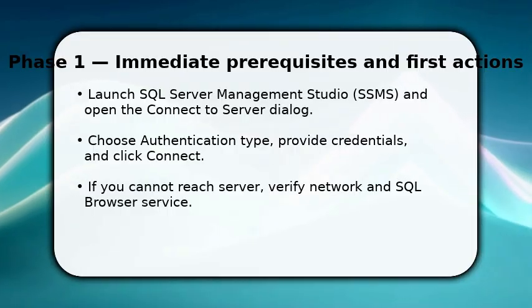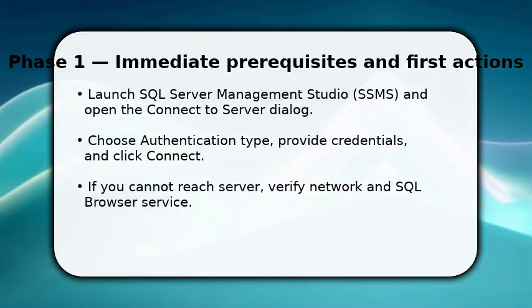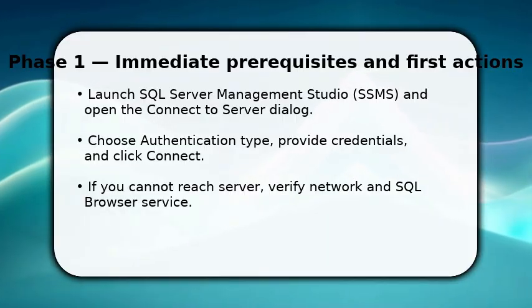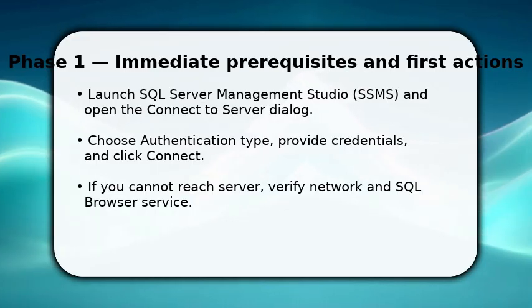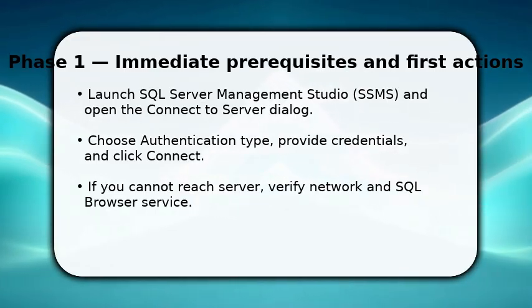This step matters because the server identity is tied to the active connection. Without it, you can't read the instance name. Make sure network access and basic permissions are in place before proceeding to inspection steps.